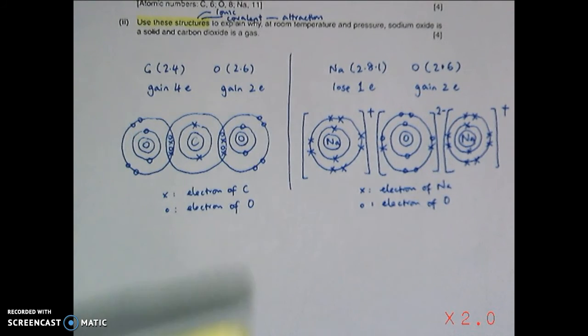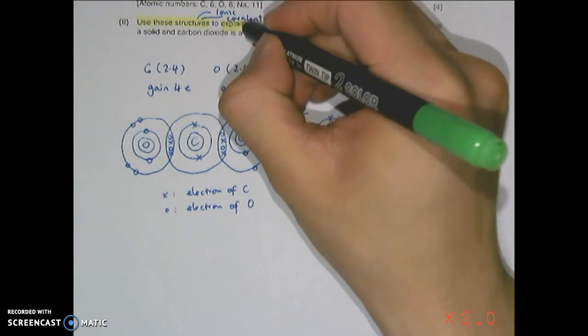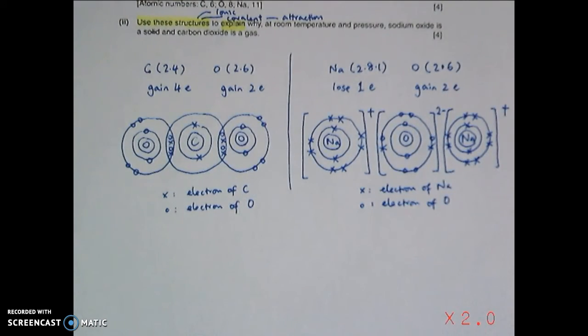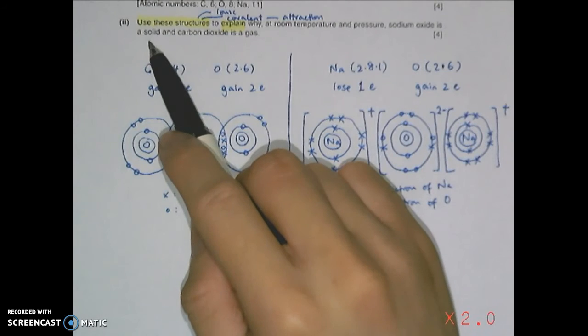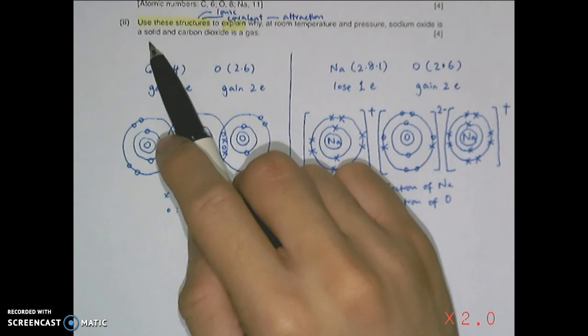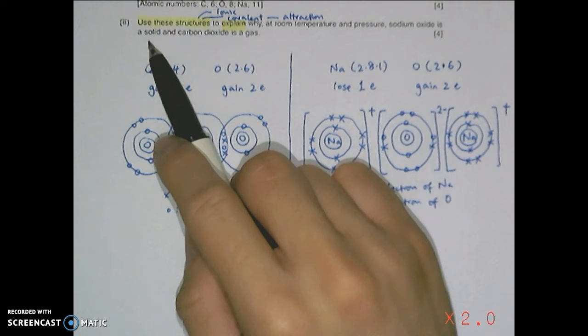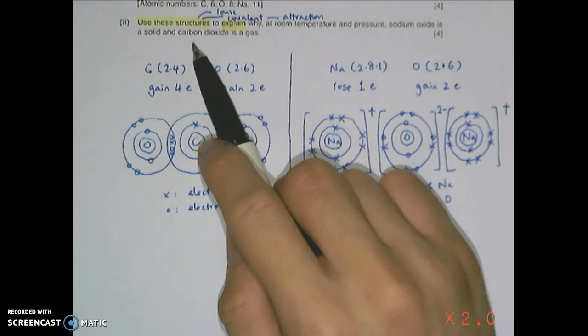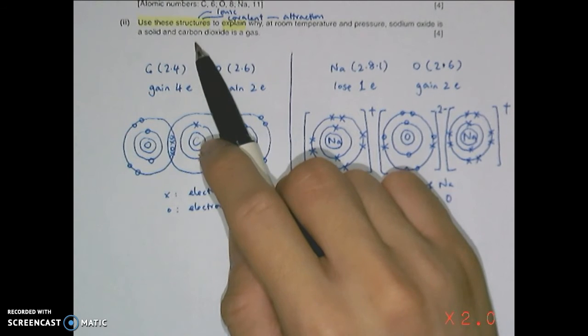Now when you see the word explain here, it means you give the reason. Over here you see that sodium oxide is a solid. It's just another way of asking why it has a high melting point. The reason is because a lot of heat is required to overcome strong ionic bonds. And likewise for carbon dioxide, being a gas, it means that it has low melting and boiling points. This is because weak forces between molecules are easily overcome.